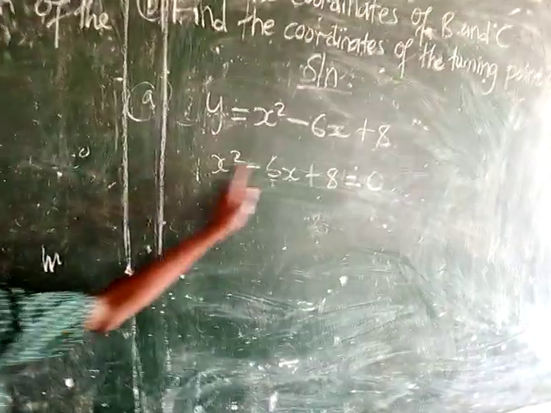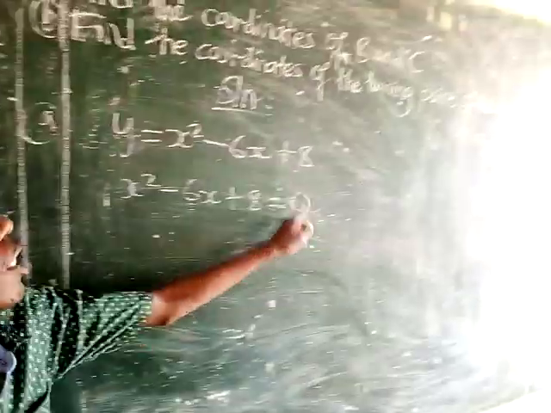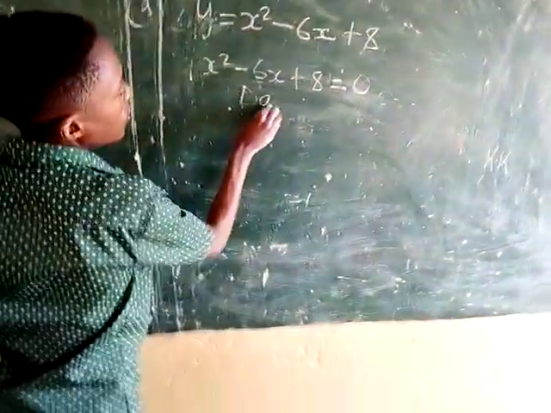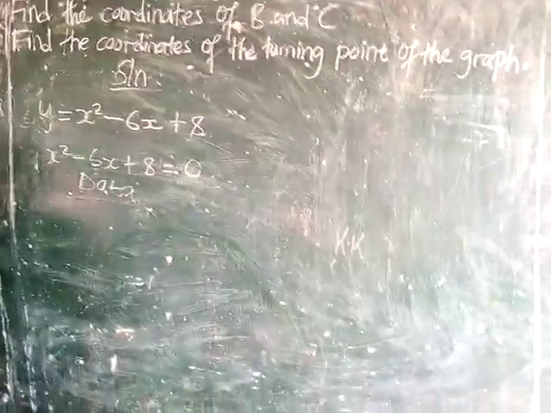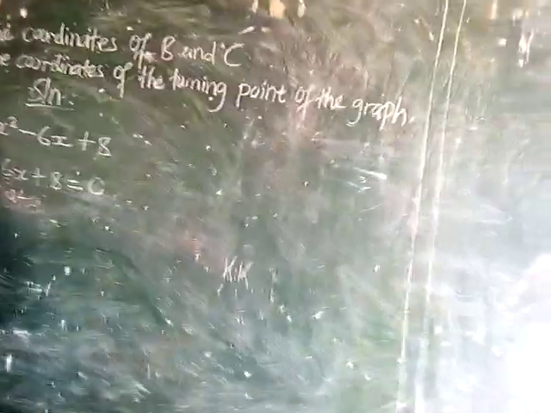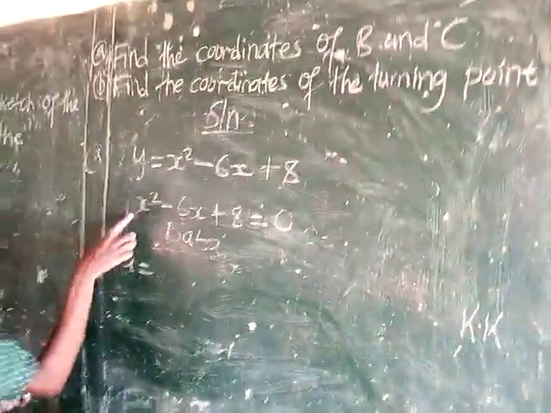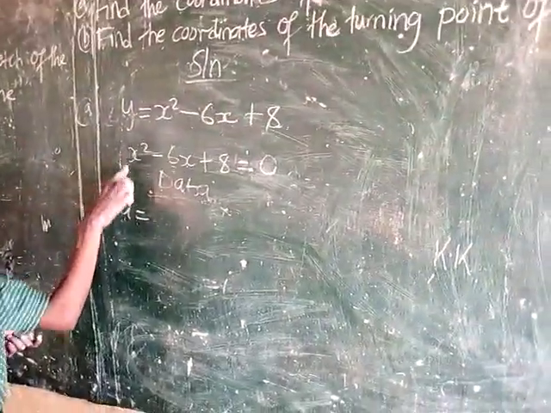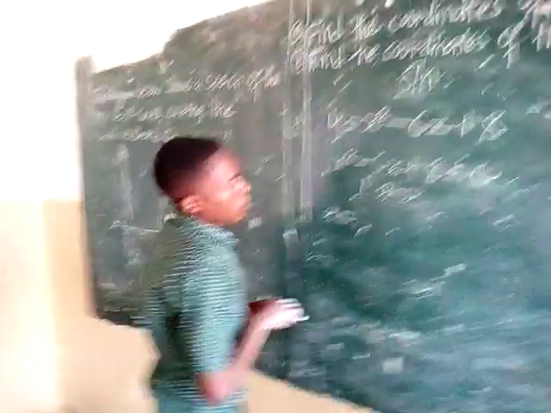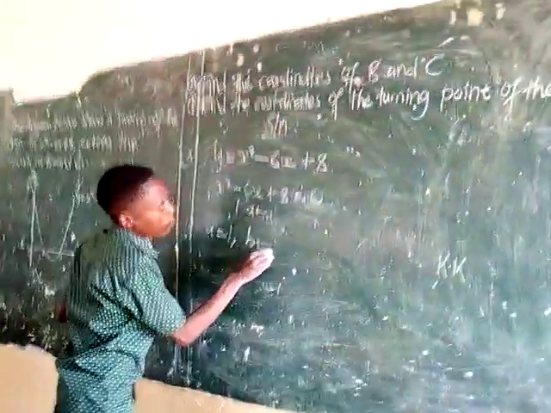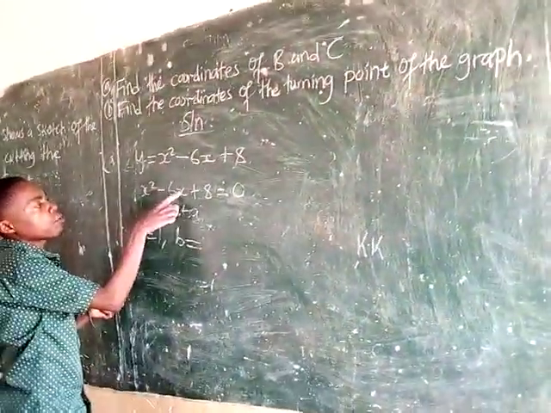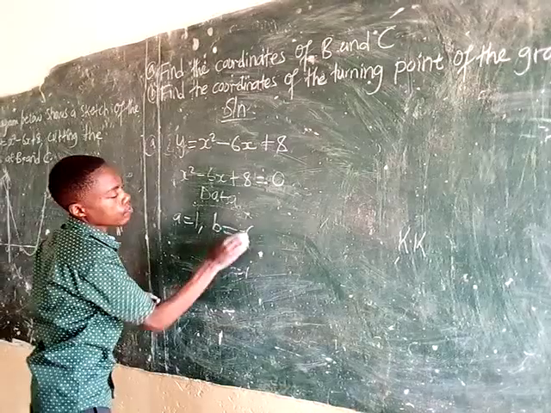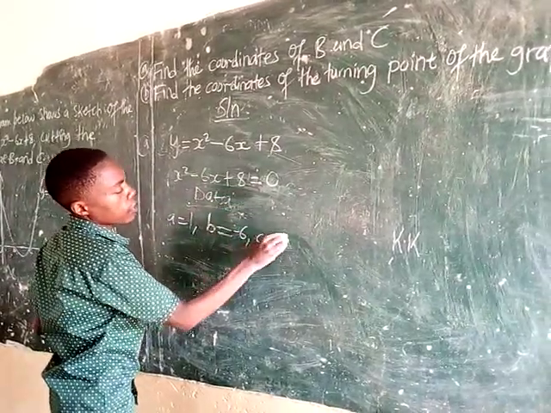Now we need to solve this equation quadratically. So we need to collect the data. We need to find the value of a. The value of a is the coefficient of x squared. In this case, the value of a is 1. Okay? The value of b is the coefficient of x, which is negative 6. The value of c is 8.